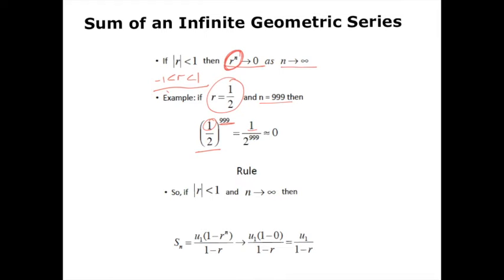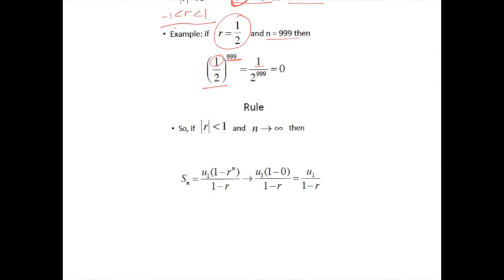So if that approaches 0, then basically this part of the rule equals 0, so it kind of disappears.